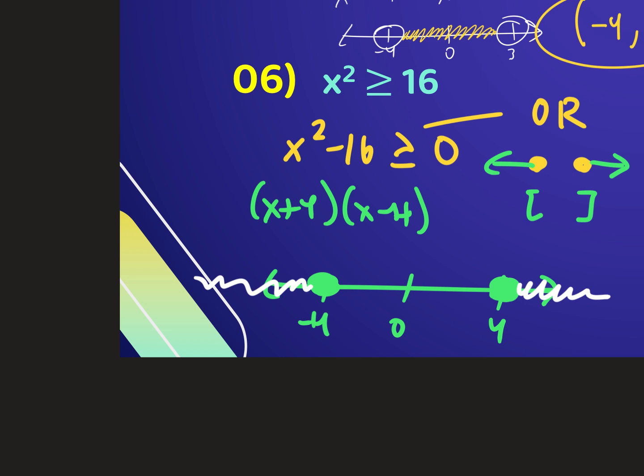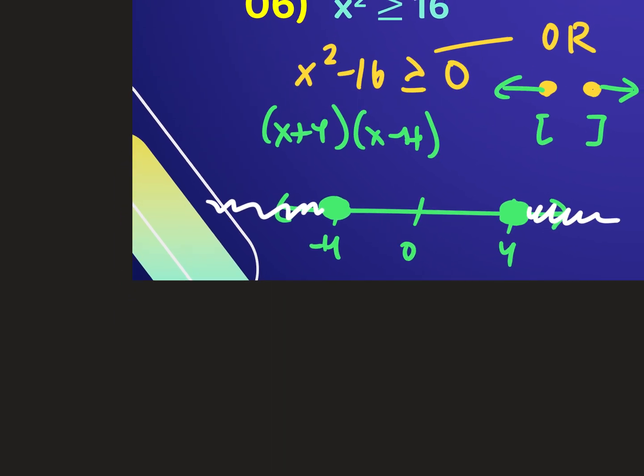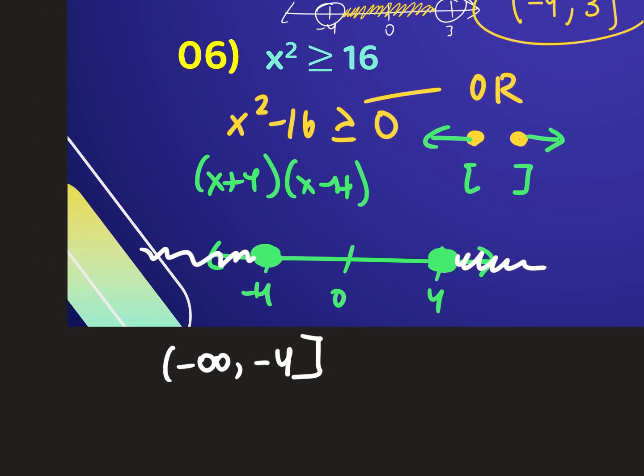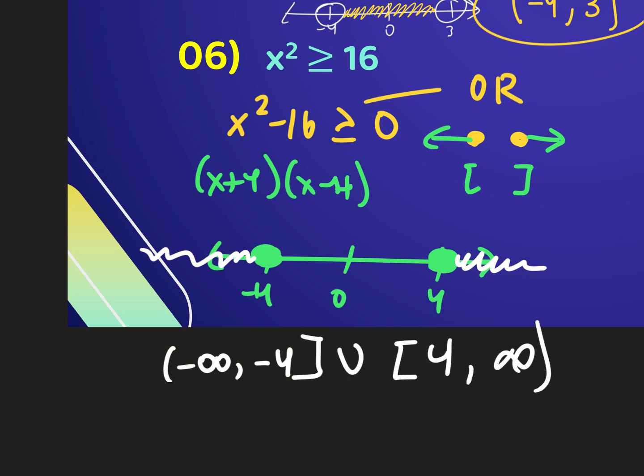Good. So if I check 0, should 0 be part of my solution? No. Because we don't have it shaded. So let's just check. What's 0 squared? 0. Is that greater than or equal to 16? No. So we're good to go. So from left to right, guys, how do I write this in interval notation? -infinity to -4. Then what? Bracket. Good. U. Bracket. 4, comma what? Perfect.